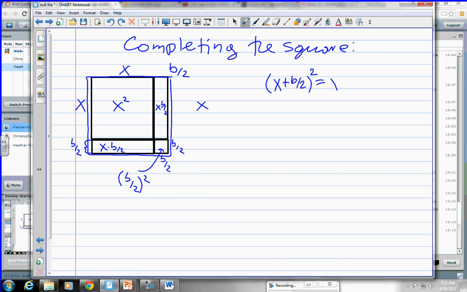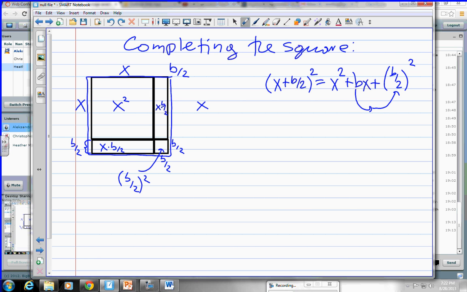x squared plus b over 2 x plus b over 2 x. So that's 2b's over 2, which gives me that rectangle back, the one that I was cutting. So that's just bx plus b over 2 squared. So that's where that whole thing comes from. You're taking the number in the middle, you're dividing it by 2, and you're squaring. That's that missing bit, and b over 2 goes in there.